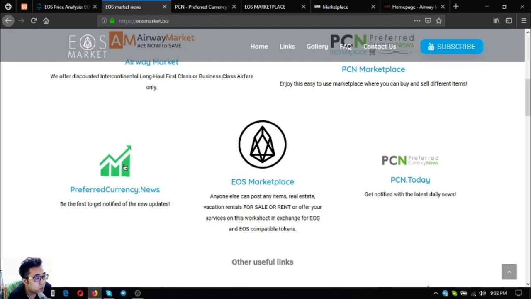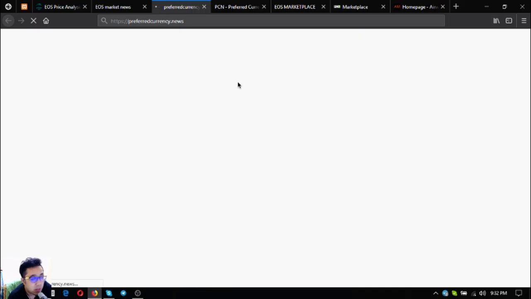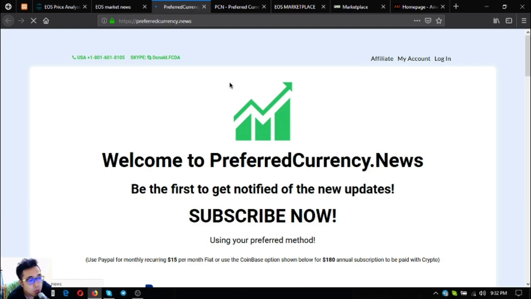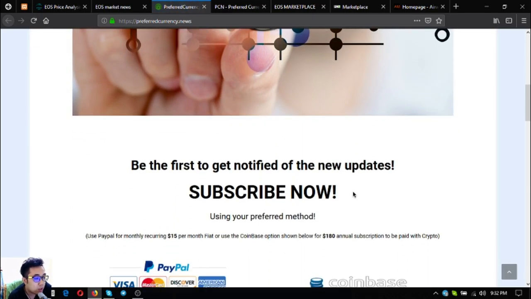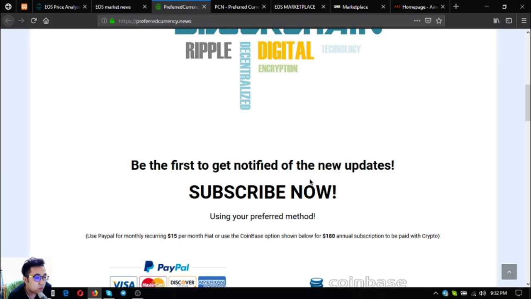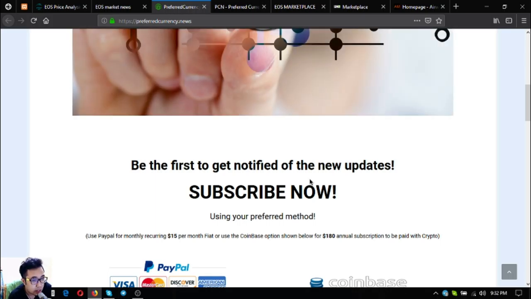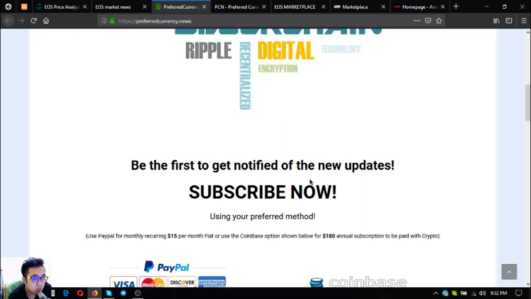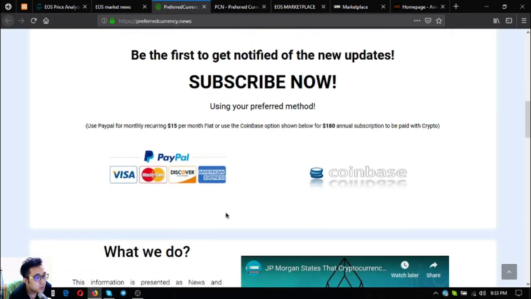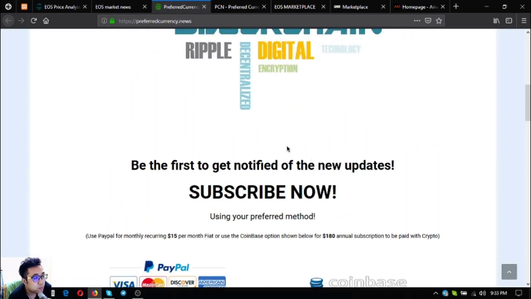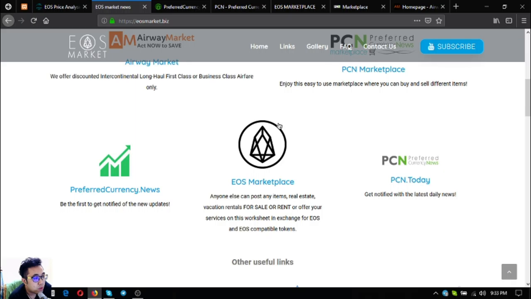The next is, of course, the very best, preferredcurrency.news. Preferredcurrency.news is a subscription website where you subscribe for $15 a month or $180 a year to receive a daily newsletter that has the latest updates on cryptocurrencies, and also some tips, and a spreadsheet that you can use as a guide for your trading activities. So those are the five major links.